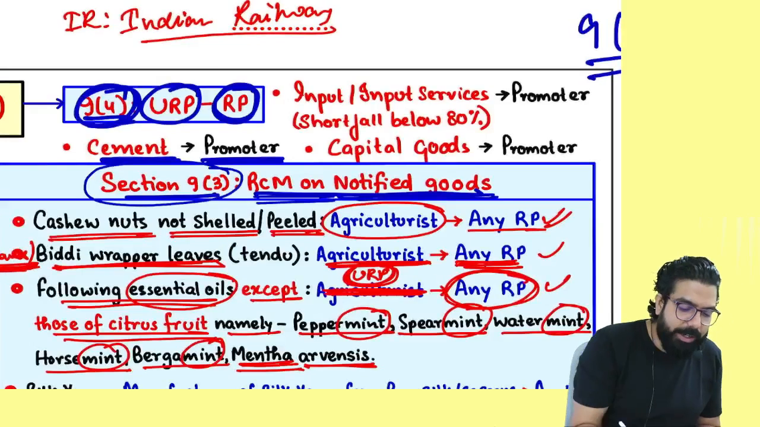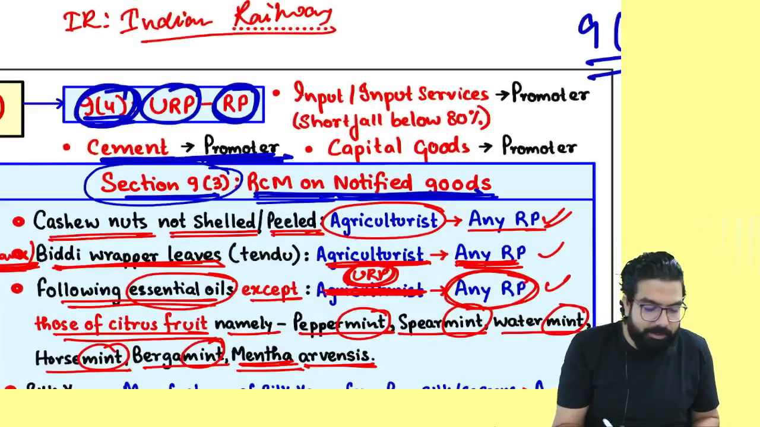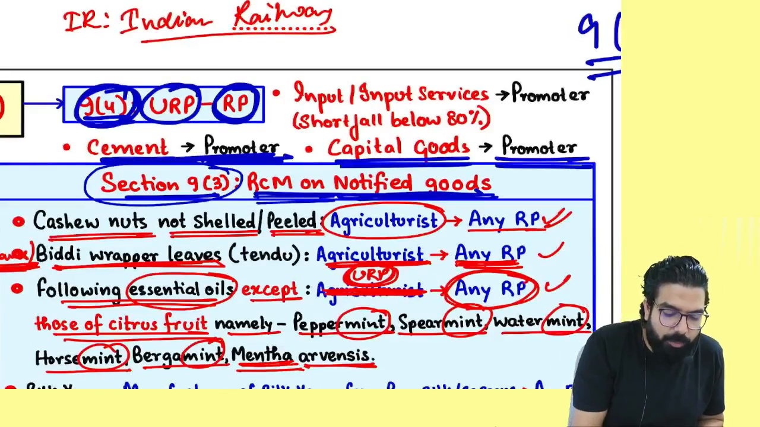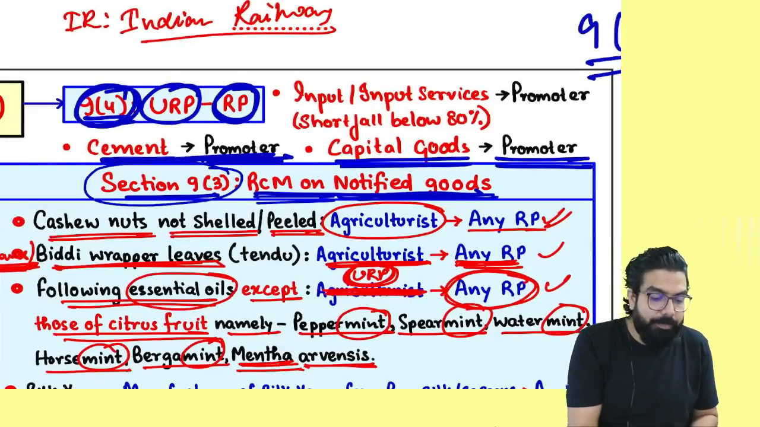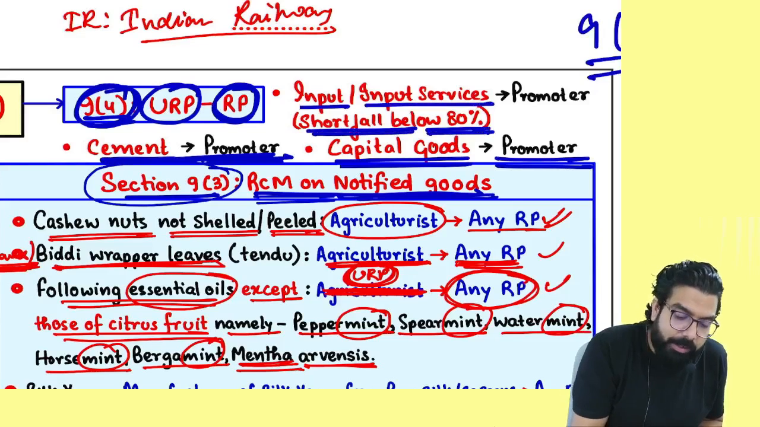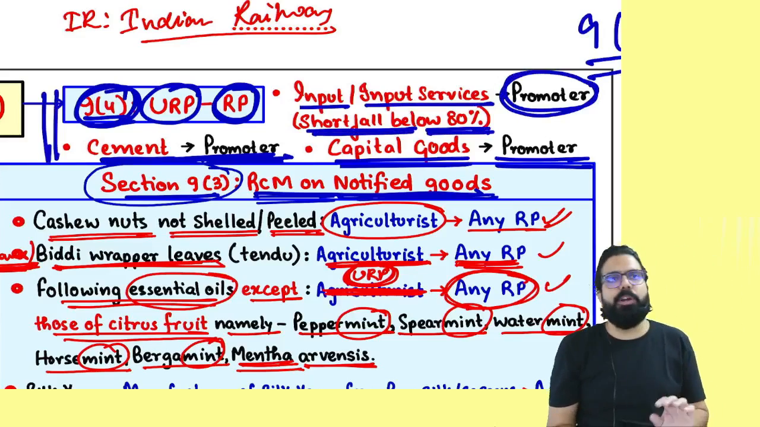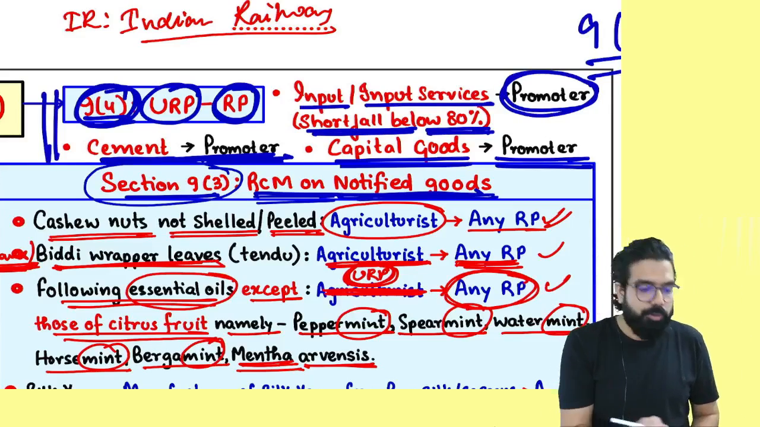What they are telling is, sir, for cement, the promoter should always pay GST under RCM. Capital goods, the promoter should always pay GST under RCM. Sir, input and input service, if it falls short below how much, everyone? 80%, then the promoter should pay GST under RCM. This is not very important from the exam point of view, but bad luck can be very bad, so remember it.